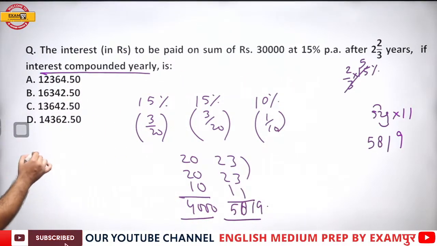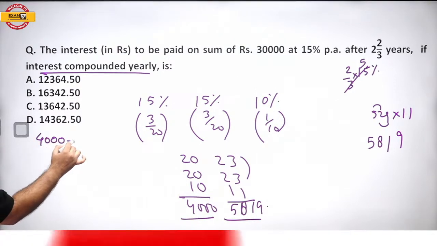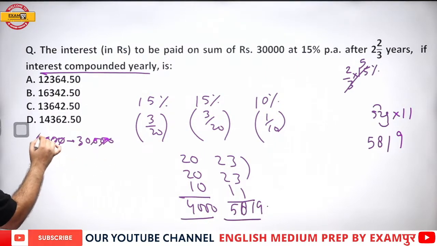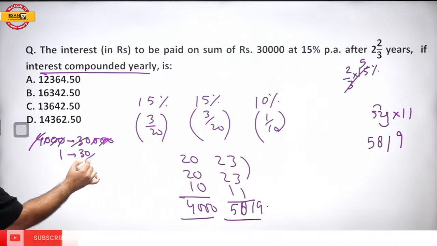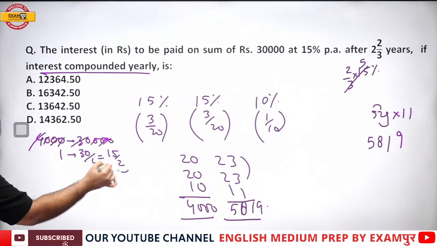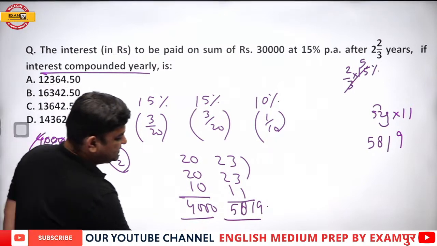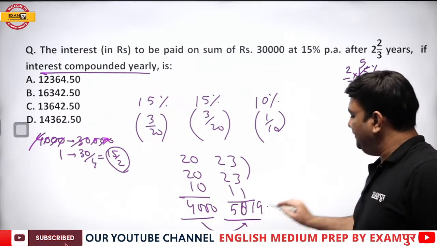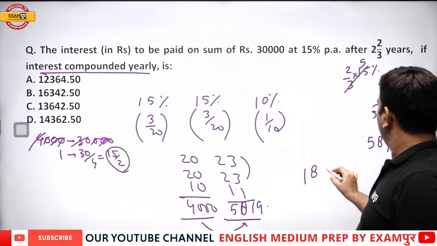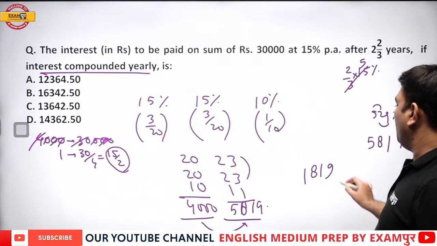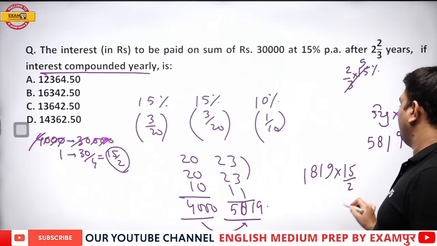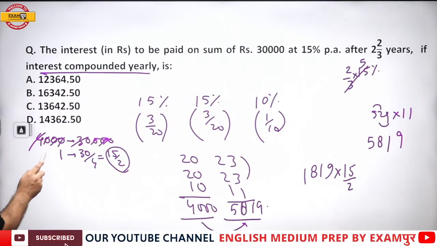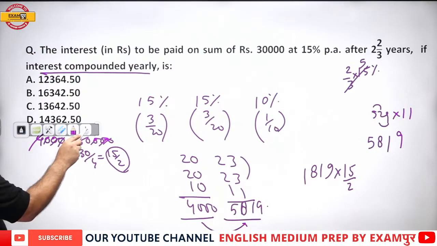Okay. Now, principal 4,000 is given as 30,000. So 1 is 30 by 4, that is 15 by 2. How much is the interest? 1819. So 1819 into 15 by 2. Or better write it as 30 by 4 only. That would be easy in the calculations.